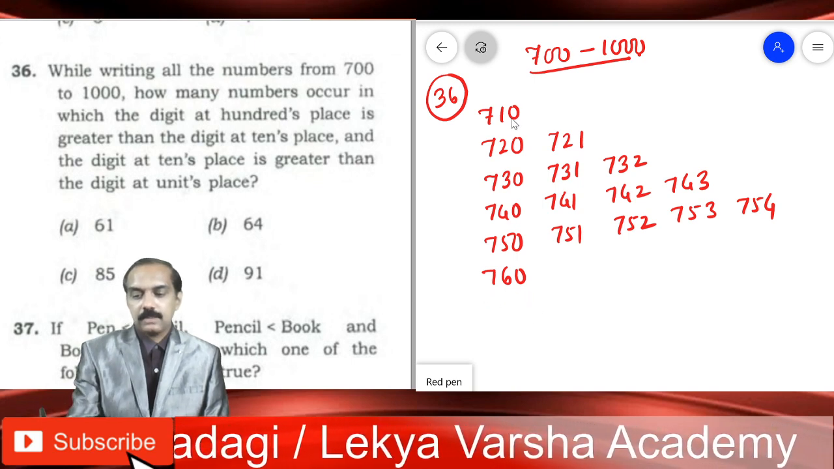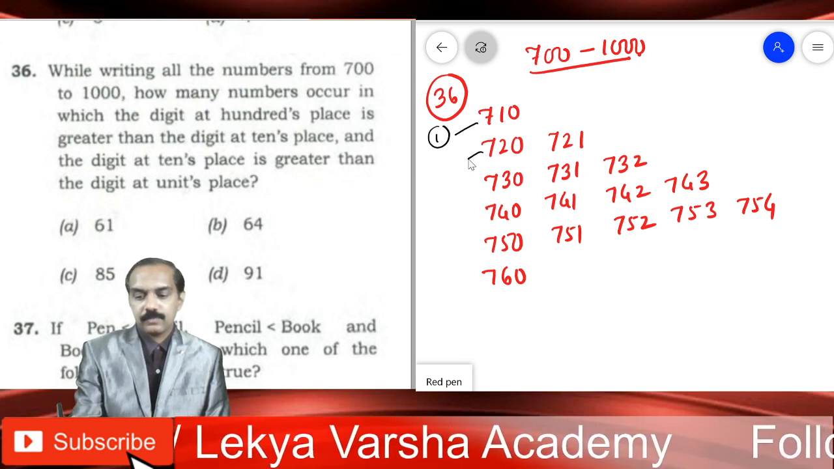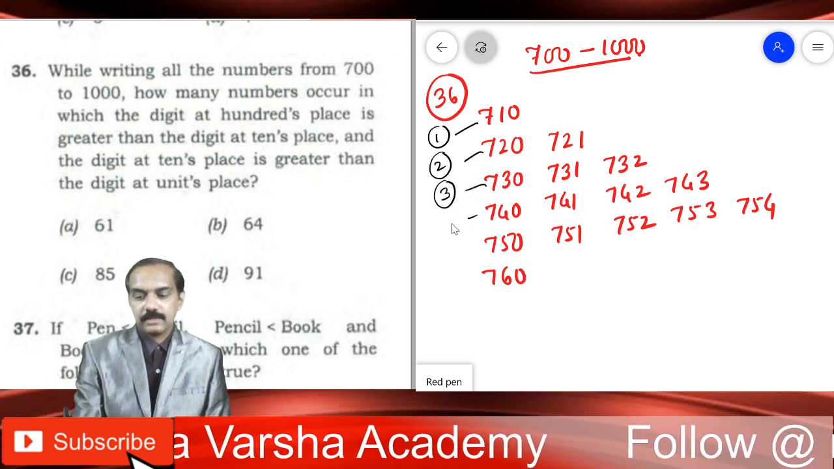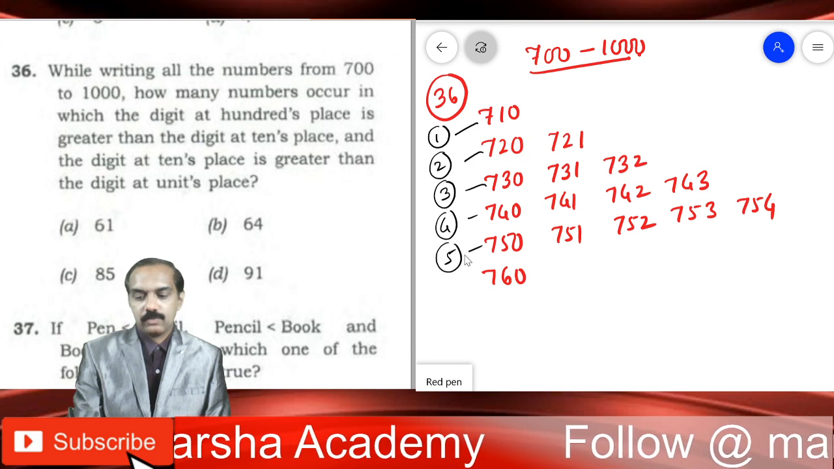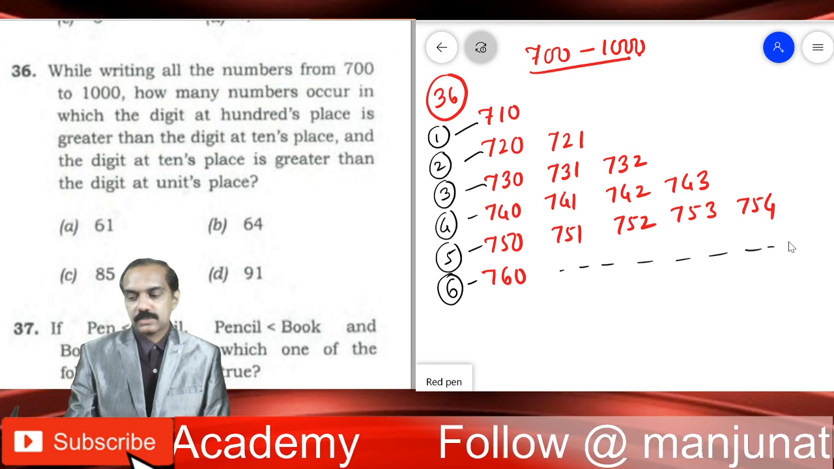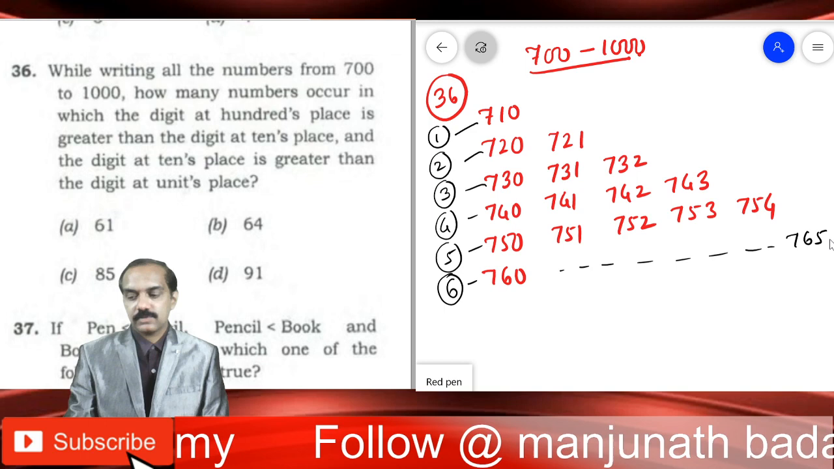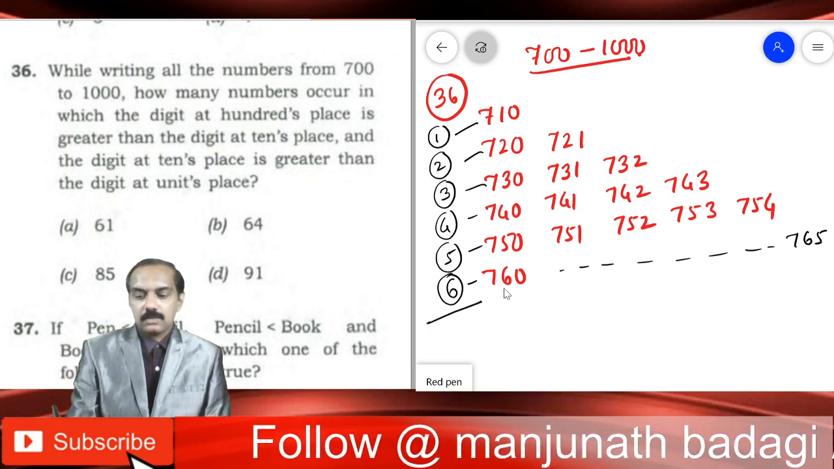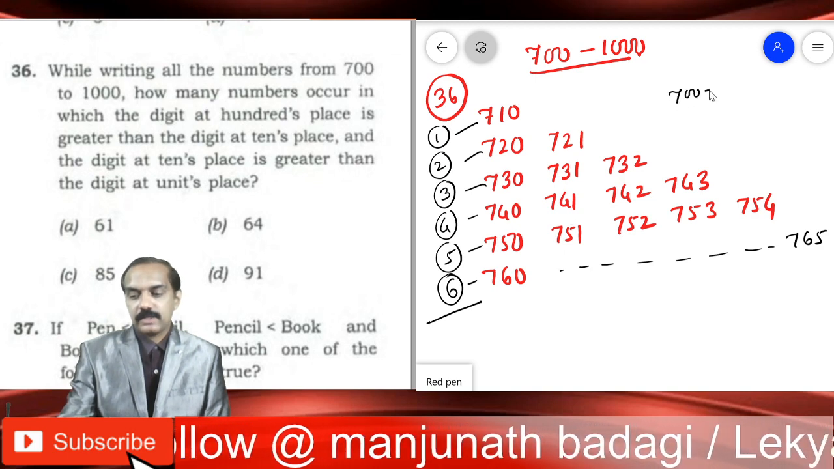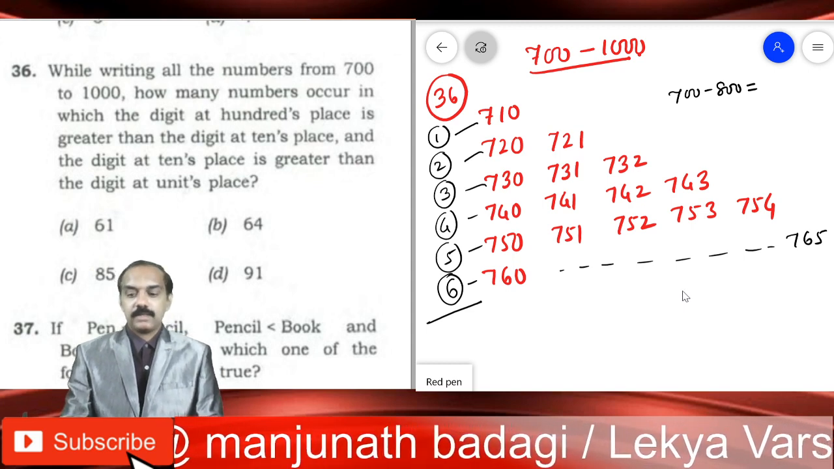See here we had only one. Here we had only one. But here we have two. Here 3 numbers we got in this decade. In this decade we got 4. And here 5. Here 6. So all these, this goes till 765. Right? 61, 62, 63, 64, 65. So 1, 2, 3, 4, 5, 6. All these are from 700 to 800.